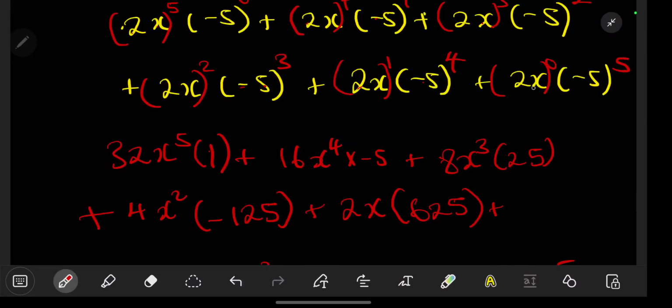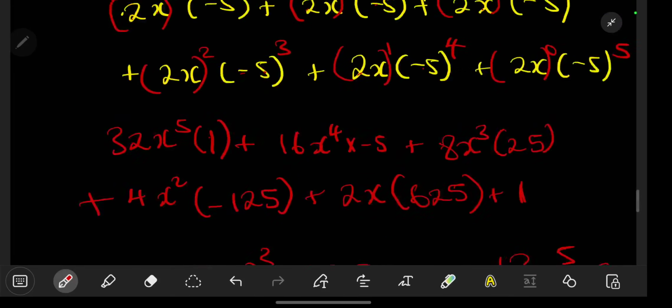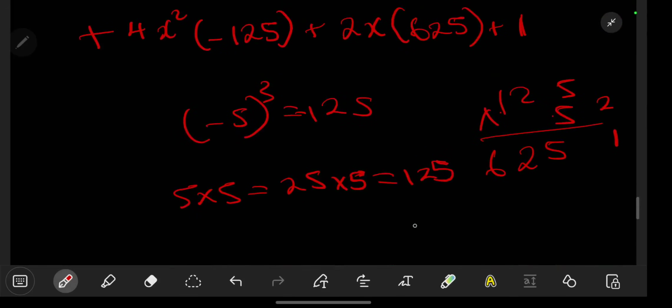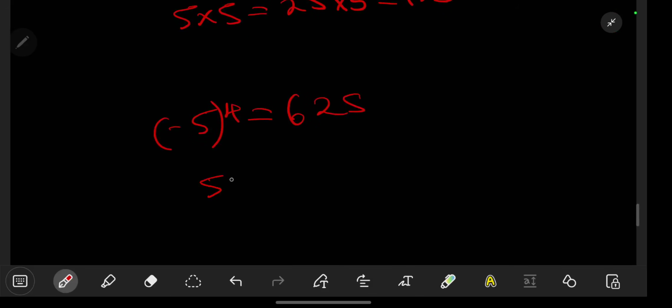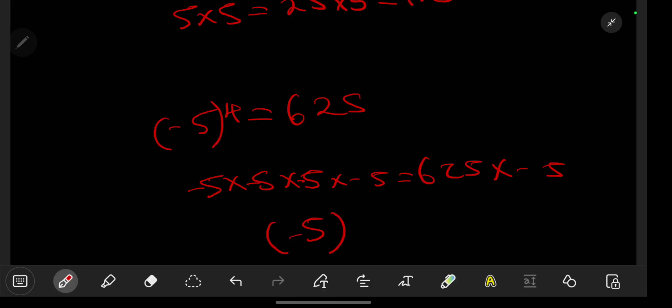Then we have plus 2x to the power 0, that will be our 1. Negative 5 to the power 5. Here we are getting a positive value for the power 4, because any number in brackets to an even power, it could be 2, 4, or 6, is always positive. Continuing, we know that 5 to the power of 4 is equal to 625. This is the same as negative 5 times negative 5 times negative 5 times negative 5, which is 625. We are only missing another multiplication by negative 5 to come up with negative 5 to the power of 5.